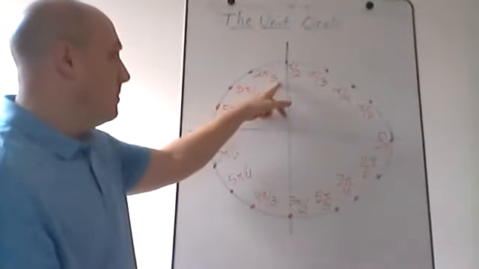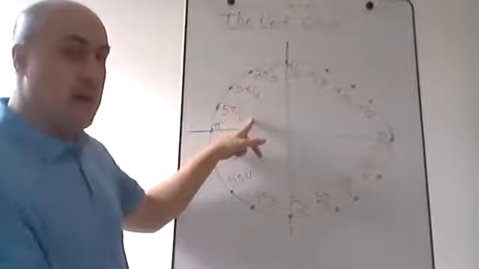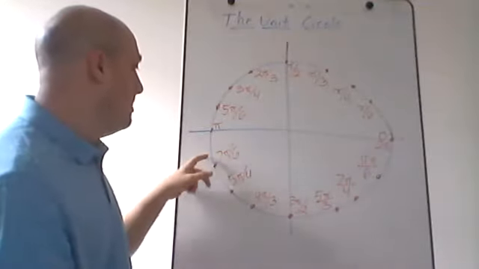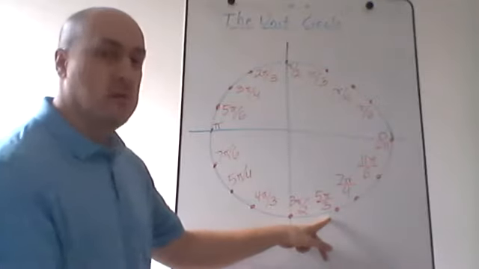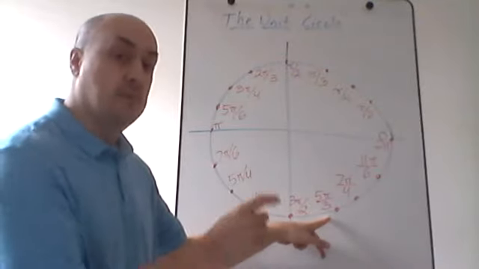Second quadrant, the numerator number is 1 less than the denominator. Third quadrant, the numerator is 1 more than the denominator. The fourth quadrant, the numerator is 1 less than 2 times the denominator.